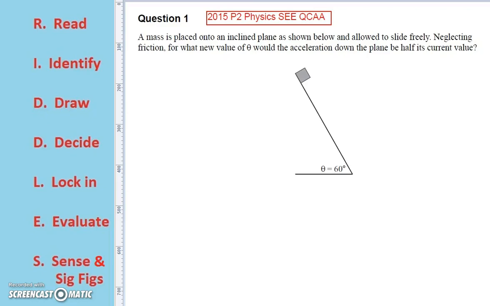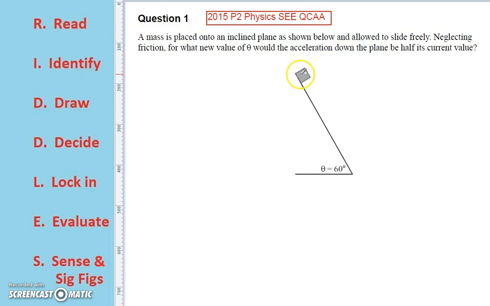2015 Senior External Physics Exam, Paper 2, Question 1. A mass is placed onto an inclined plane as shown below and allowed to slide freely. Neglecting friction, for what new value of theta would the acceleration down the plane be half its current value?